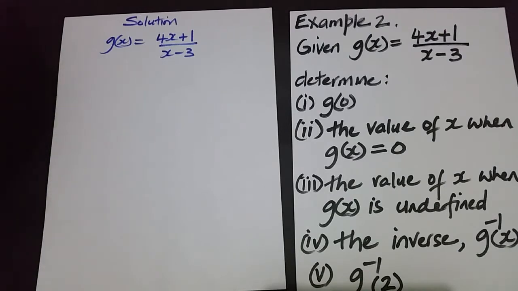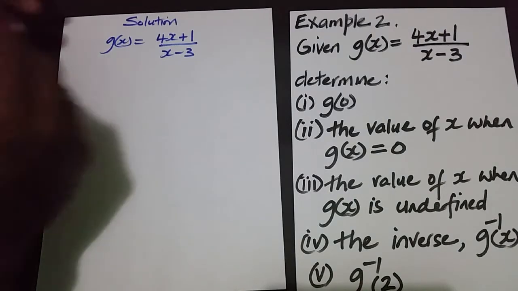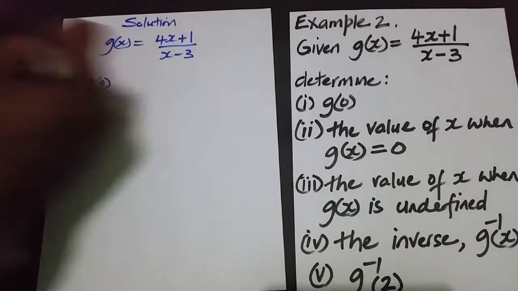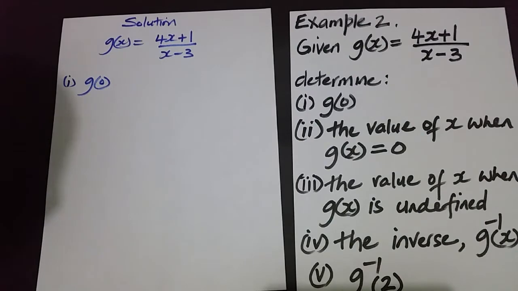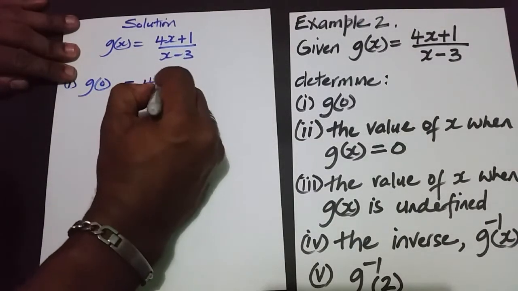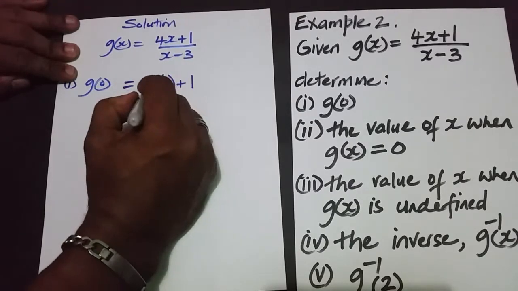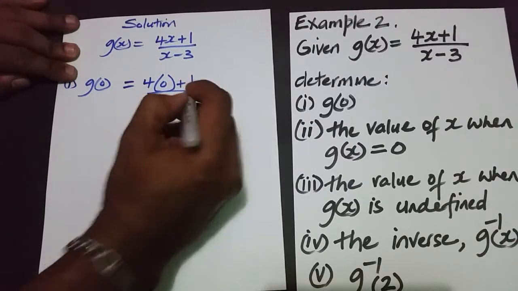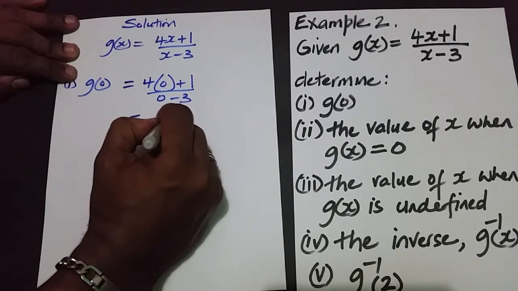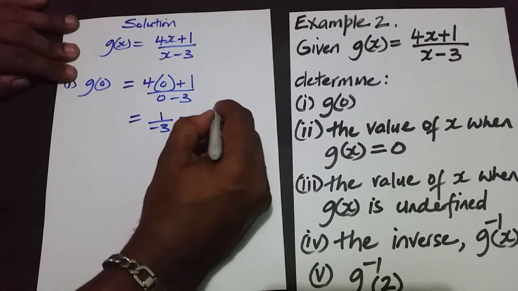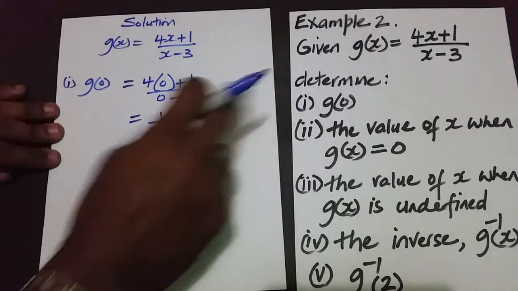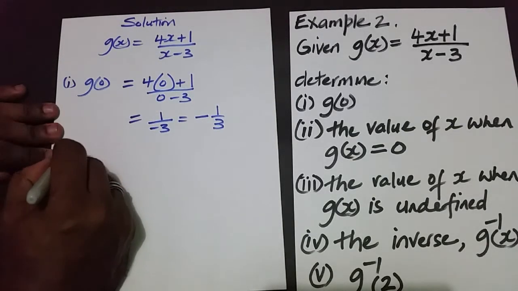Now in part 1, they're asking us to determine g of 0. So g of 0 simply means we are replacing x with the value of 0. So that is going to be 4 times 0 plus 1 divided by 0 minus 3. So that is going to give us 1 over negative 3, which is the same thing essentially as negative 1 over 3. So that is what the value of g of 0 would be. So we're finished with that. Let's take a look at part 2.